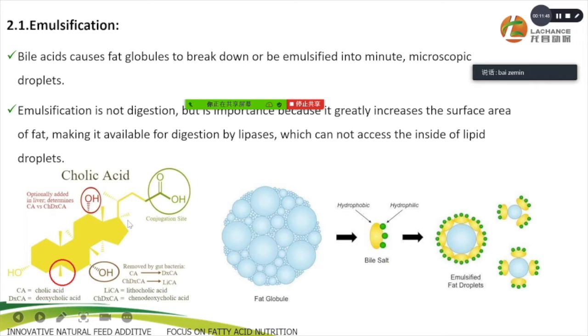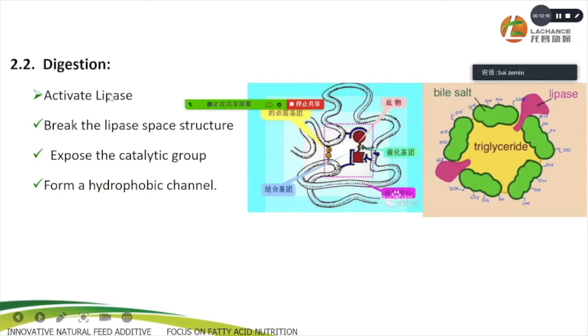This is cholic acid. Cholic acid has two parts: one is the hydrophobic side, and the other is hydrophilic. The big fat globule combines with bile salt and is finally emulsified into droplets. And the second function of bile acid is digestion.